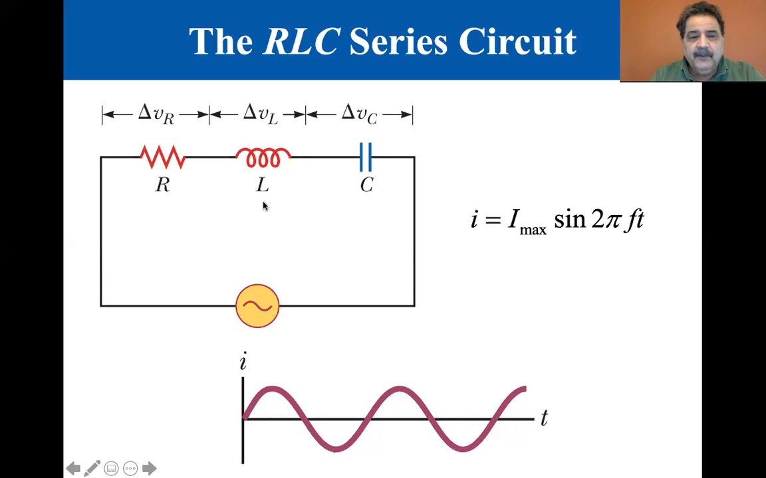Okay, so we have here a series circuit, and you know that whenever there's a series circuit, there's really only one current, and that current is I equals I max sine 2 pi f t, or I equals I max sine omega t, where omega equals 2 pi f. So even though we have one current, we're going to have one voltage drop, delta VR across the resistor, delta VL for the inductor, and delta VC for the capacitor.